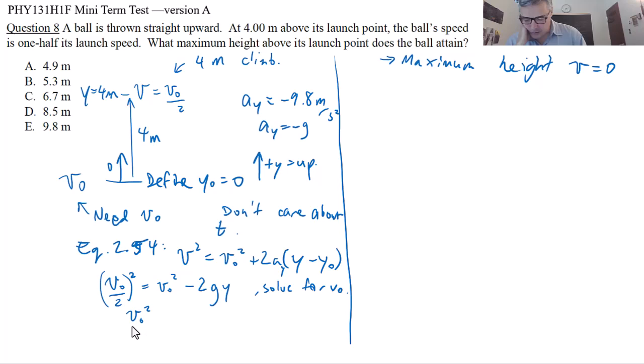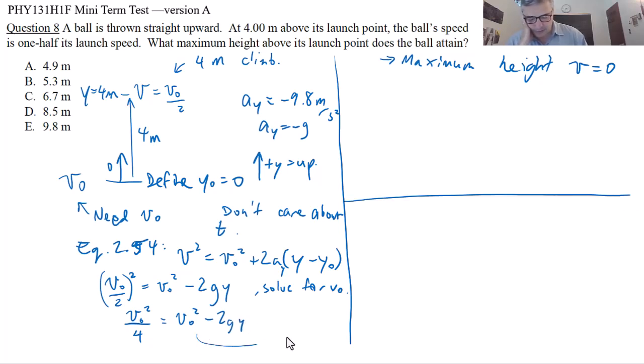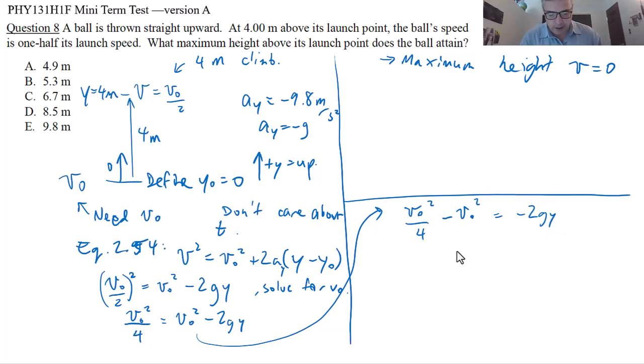So v0 squared divided by 4, because 2 squared is 4, is equal to v0 squared minus 2gy. I think I'm going to have to go over here, use some of this paper. Let's get all the v0s on one side of the equation: v0 squared over 4 minus v0 squared is equal to negative 2gy. Maybe we should find a common denominator here. So v0 squared minus 4 v0 squared, both over 4, is equal to negative 2gy.